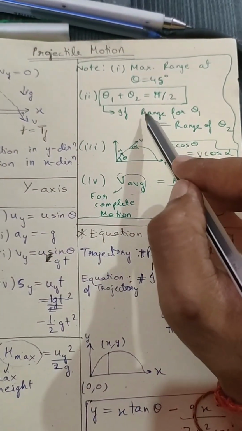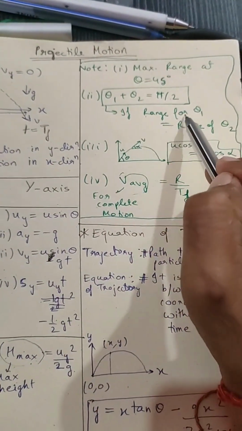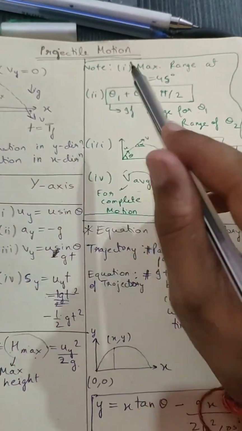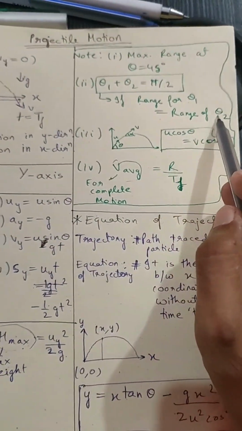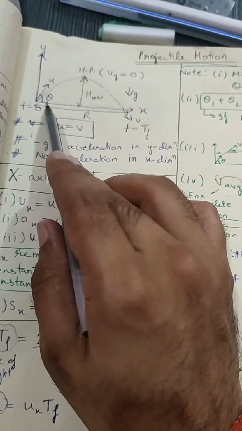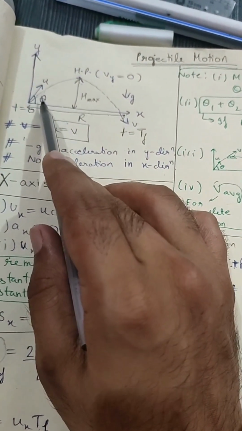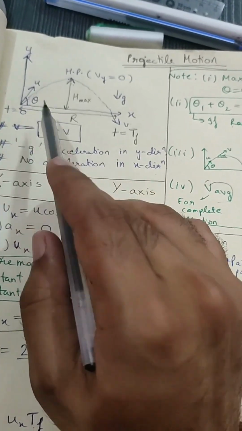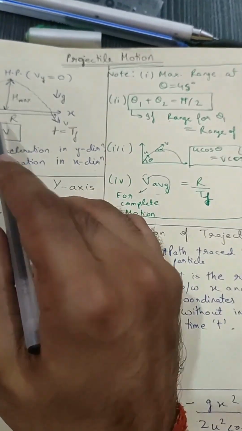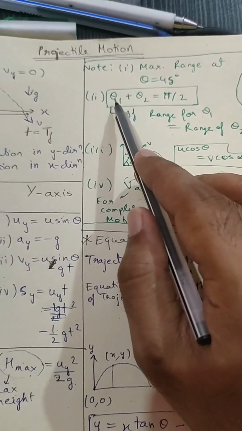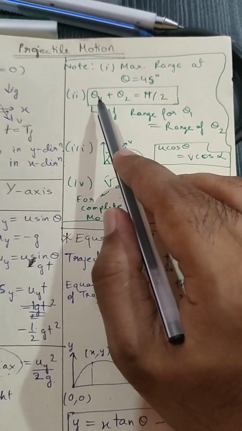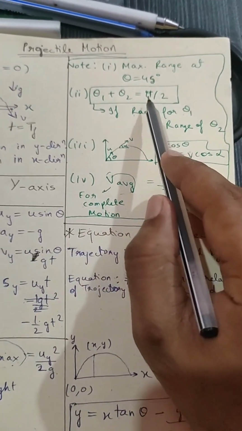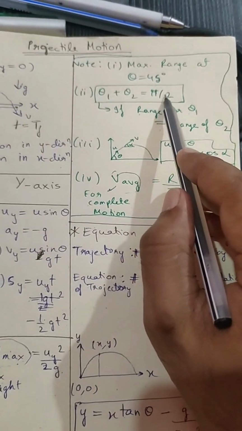Let's say we threw the ball at angle theta 1 and then we threw a ball at theta 2. If the range came the same for both, we draw a mathematical conclusion because of it, which is that theta 1 plus theta 2 will always be equal to pi by 2, that is 90 degrees.